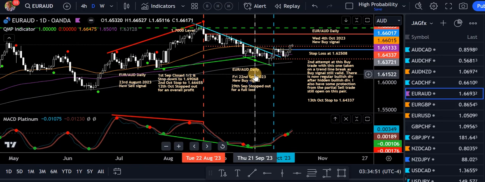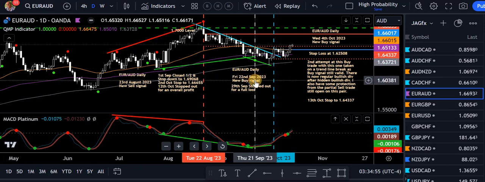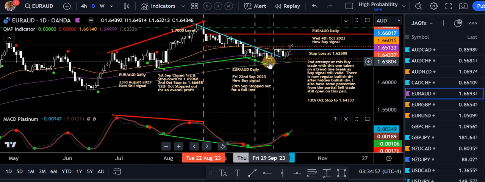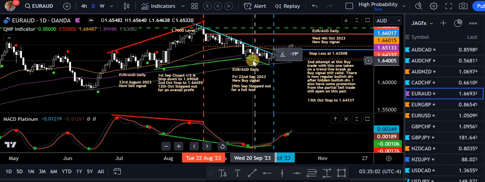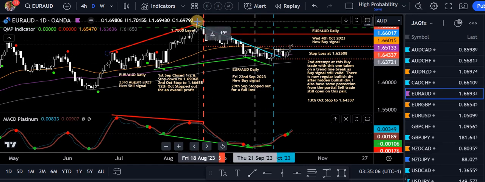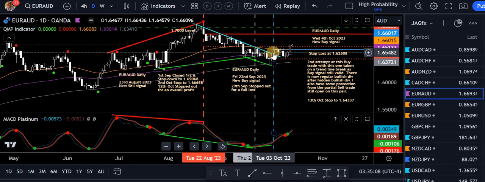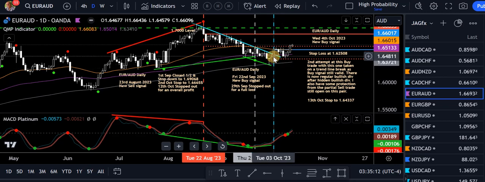Then we took a buy on this grey vertical line. Took a buy here. That was the 22nd of September, and I was stopped out on this little spike candle down. Took me out for a full loss. That buy signal remained valid. There's no green dots, so I've drawn this trend line across the highs here. Had this break of the trend line here. MACD Platinum still below the zero level. So I took another buy.